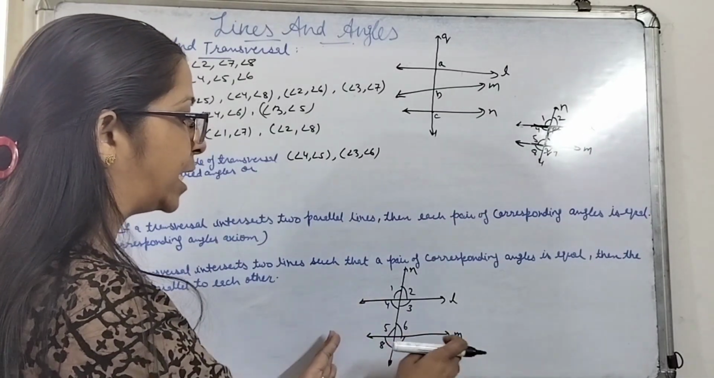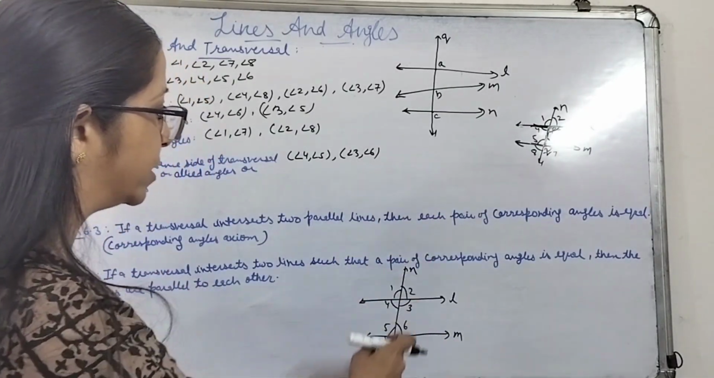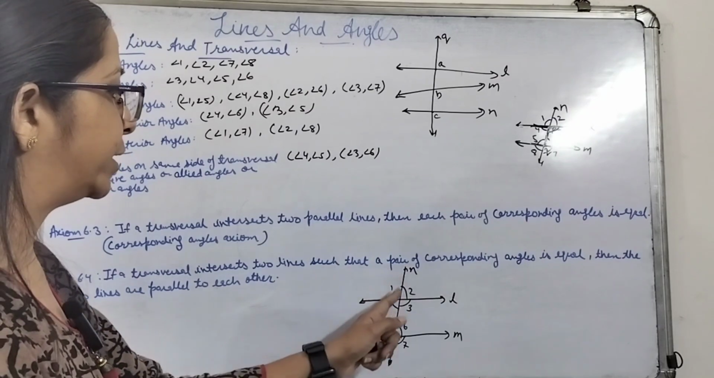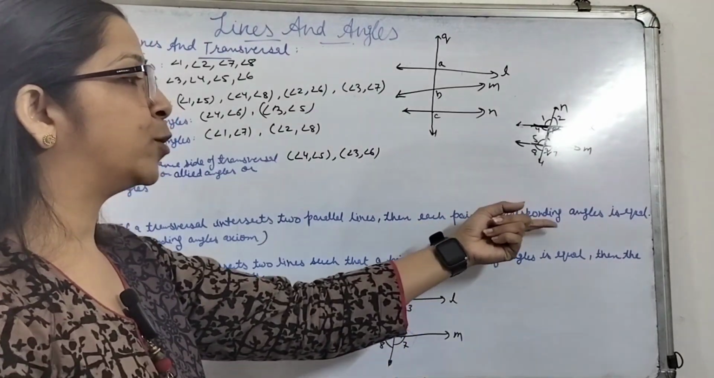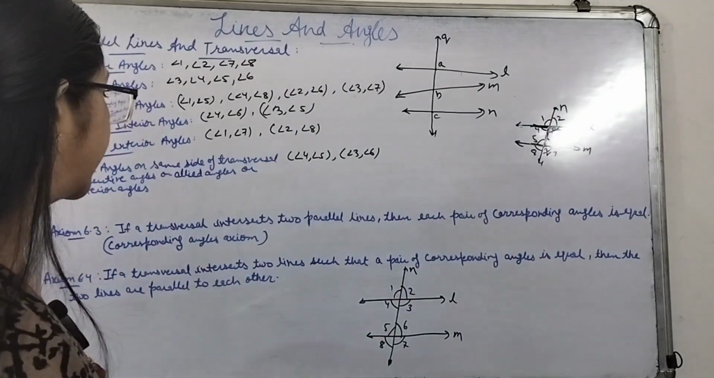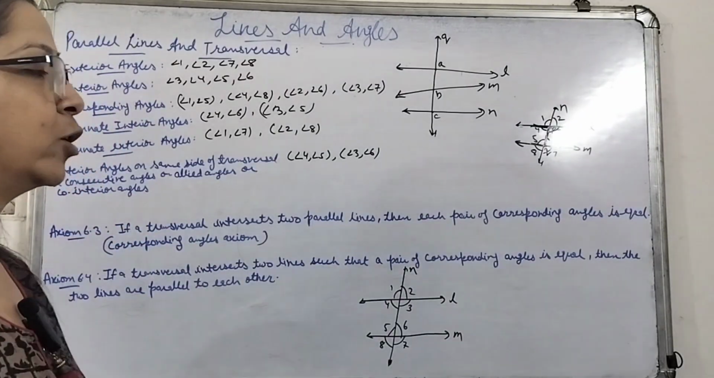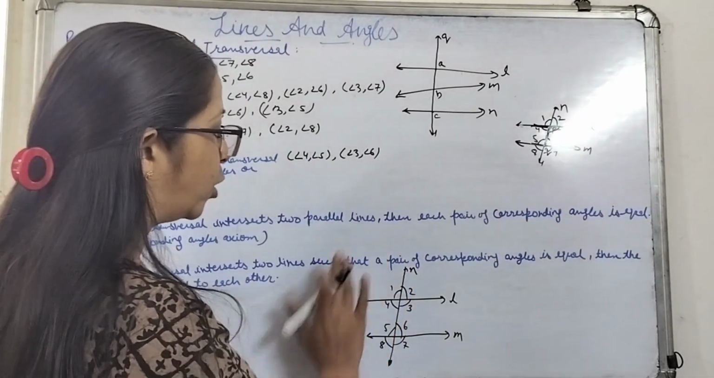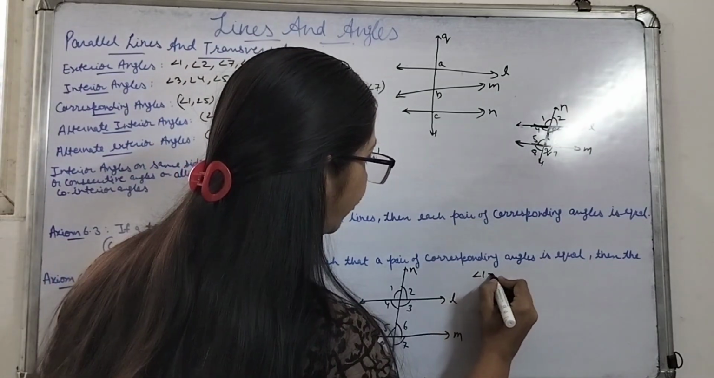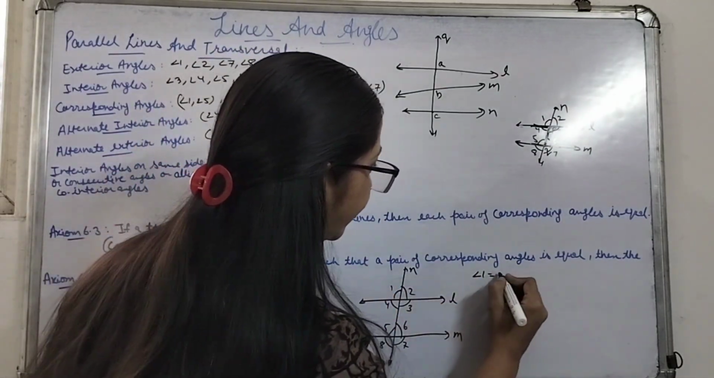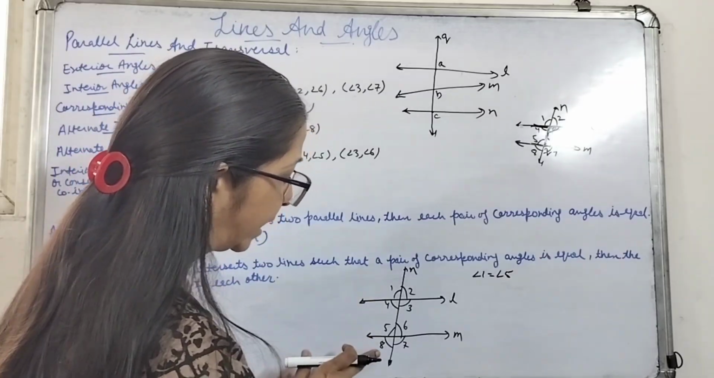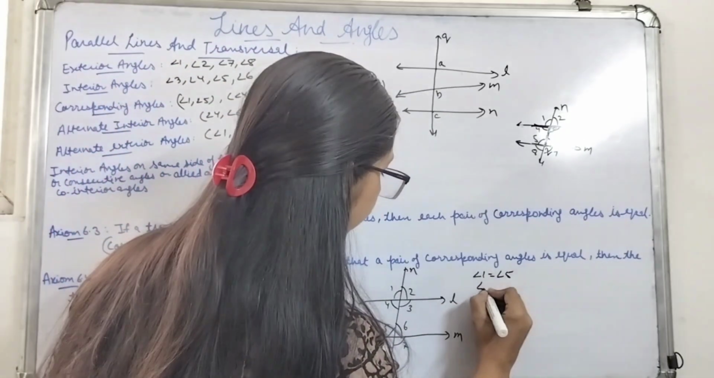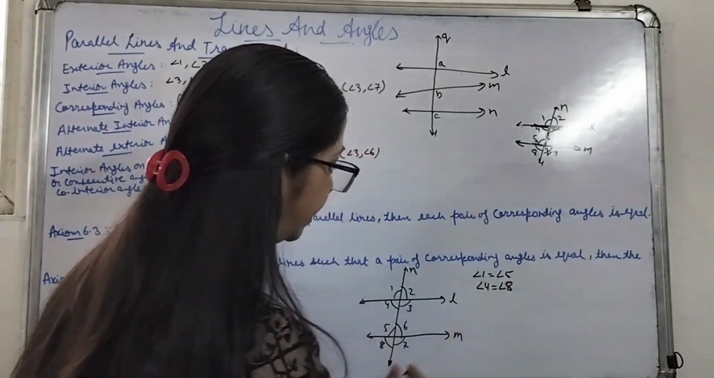So if lines are parallel and a transversal is cutting or intersecting the parallel lines at two distinct points, then the pair of corresponding angles is equal. It is the axiom, and this axiom is known as the corresponding angle axiom. So according to it, angle 1 will be equivalent to angle 5 because they are corresponding angles. Angle 4 and angle 8 are corresponding angles, so angle 4 will be equivalent to angle 8.